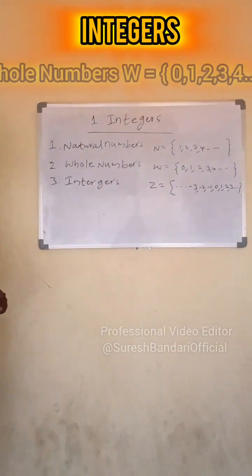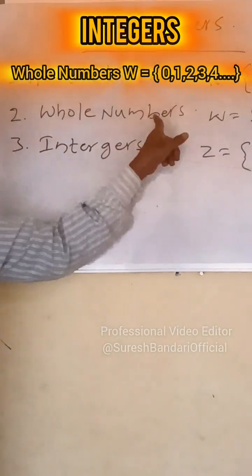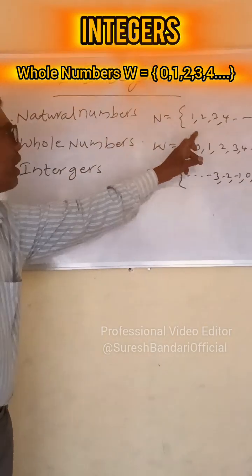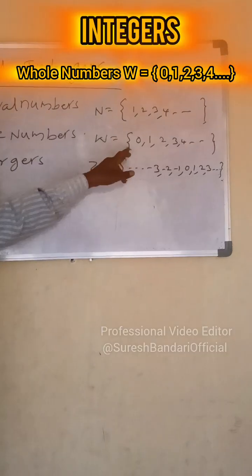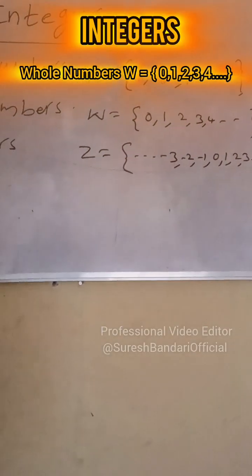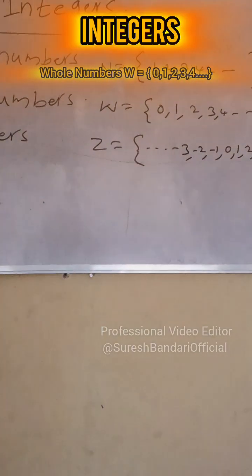Next, whole numbers. Second one, whole numbers. Whole numbers is nothing but all natural numbers including 0. All natural numbers including 0 are called whole numbers. Whole numbers are denoted by the letter W.